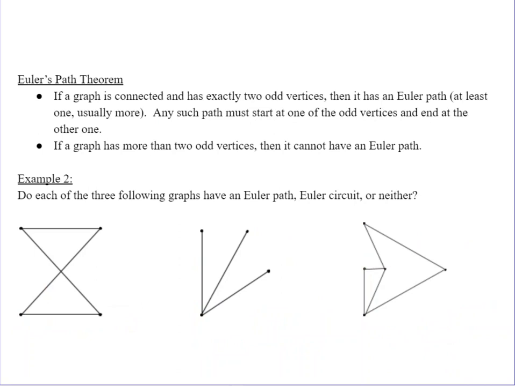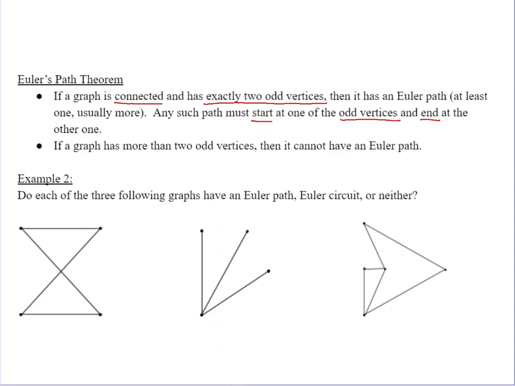The second theorem is the Euler path theorem. If a graph is connected and has exactly 2 odd vertices, then it has an Euler path. Typically, it has more than one Euler path. Any path must start and end at the odd vertices. So you start at one, you end at the other. If a graph has more than 2 odd vertices, it cannot have an Euler path.